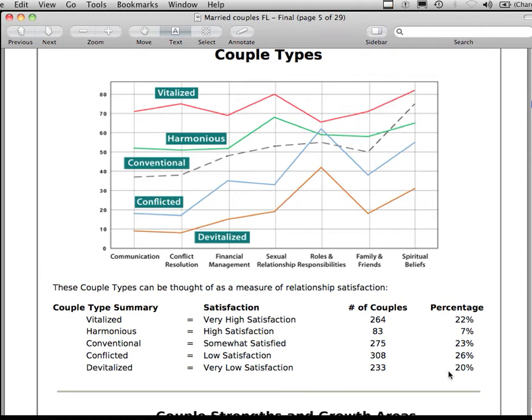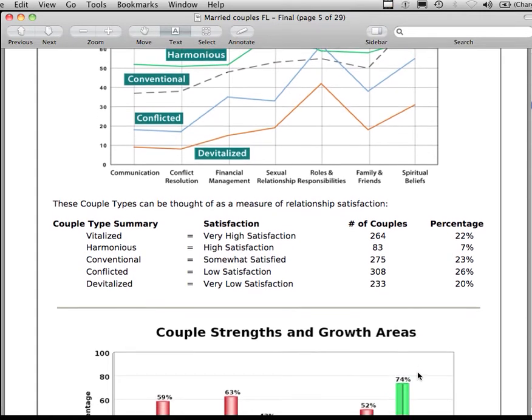Now this is the challenging part. 46% of this sample was conflicted and devitalized. And these were couples who decided to participate in a community-wide initiative run through Chick-fil-A. Many of them may have been encouraged to do this through their church, but many just were doing this because they were exposed to it right there in their community. And it's really sad to see that 46% of these couples were conflicted or devitalized. That's a lot of struggling marriages. So it's really a wake-up call.